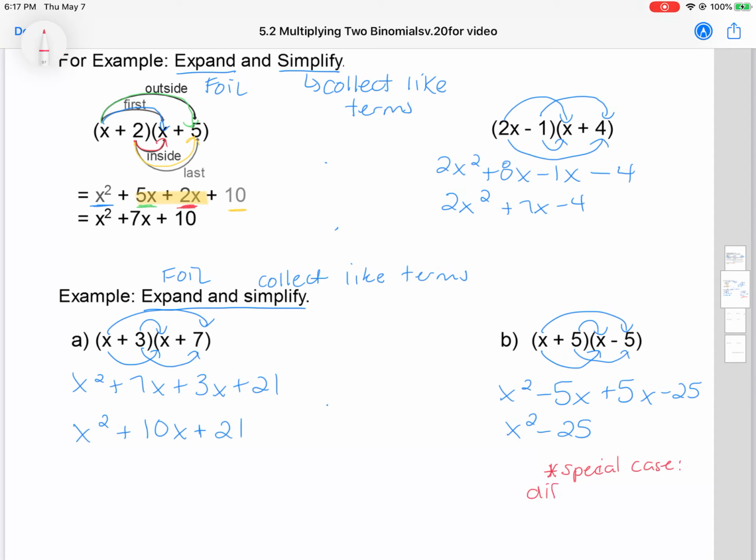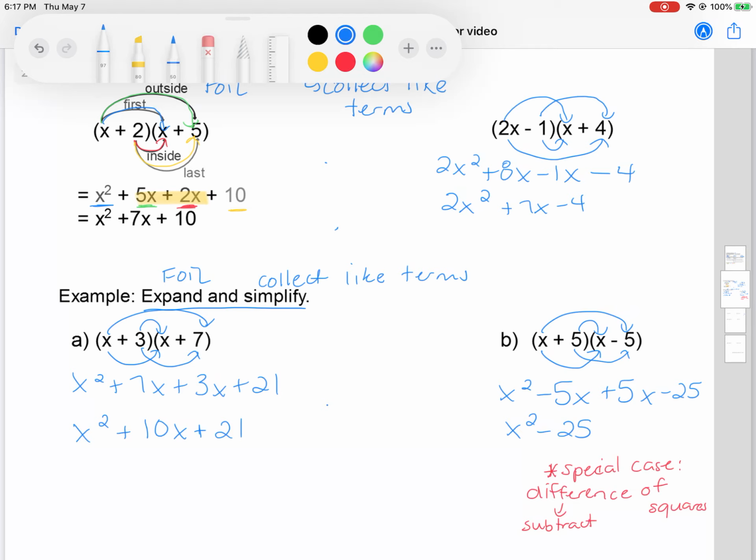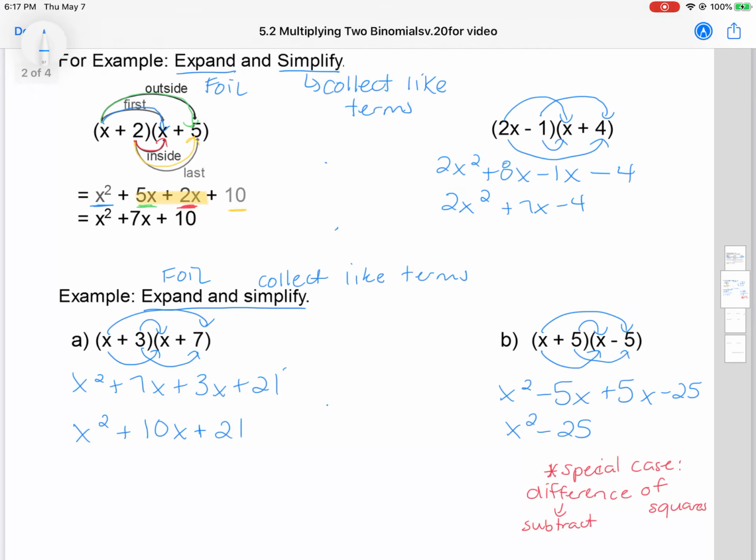So both x squared is a square and 25 is 5 squared, right? So that's a special case. You want to make a little note of that. And it's called the difference of squares. The reason it's called difference is because it's subtracting the two terms. And it always will be. Okay, so that's a special case. That's 5.5 when we get there. Okay, not so bad.